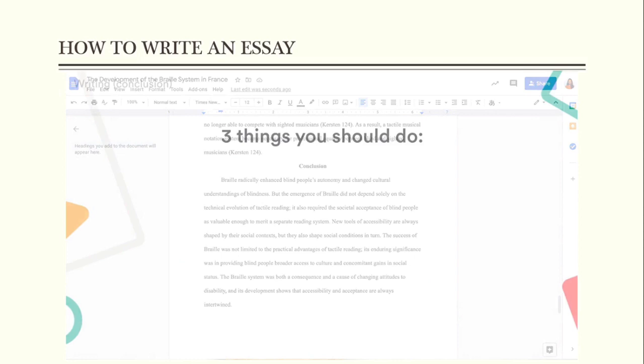Whew! The hard work is done, and you've arrived at the last paragraph of your essay, the conclusion. Here are 3 things you should do.